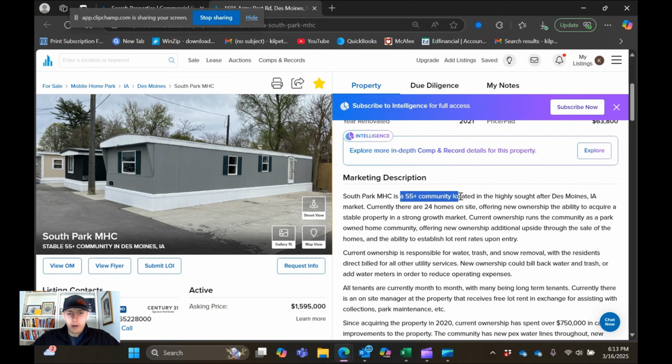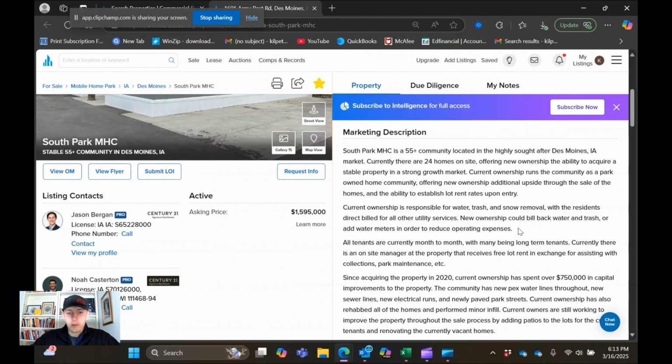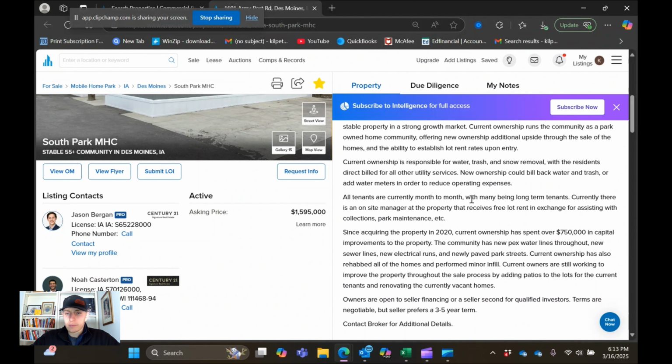And I don't know much about 55 plus communities. It's probably more sought after than non 55 plus communities as well. Month-to-month tenants, I'd probably lock them into year leases. There is an on-site manager.